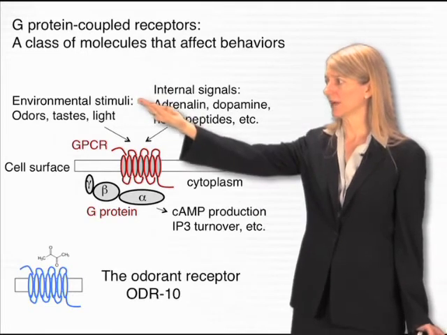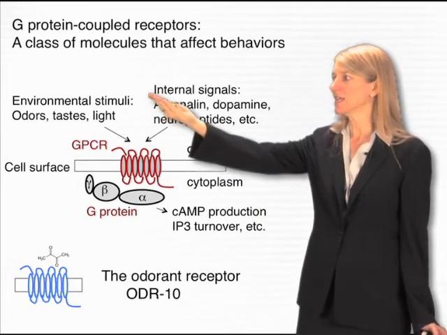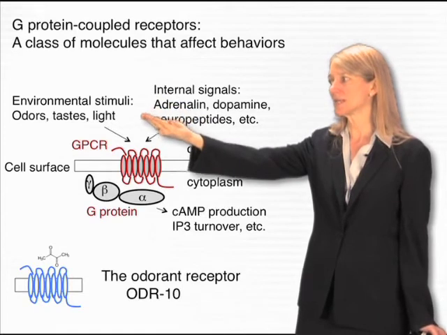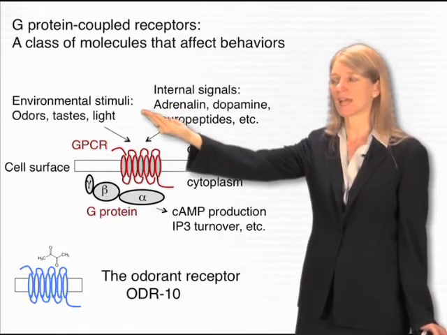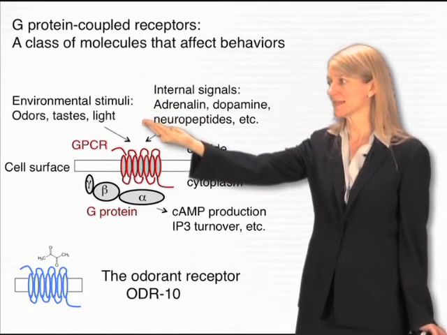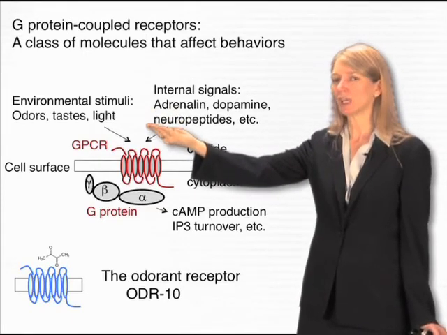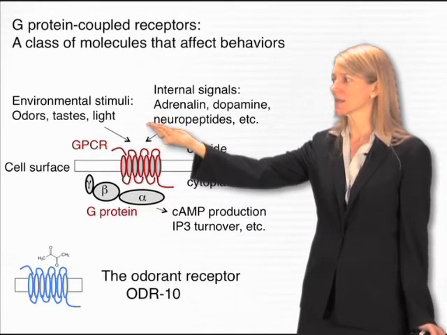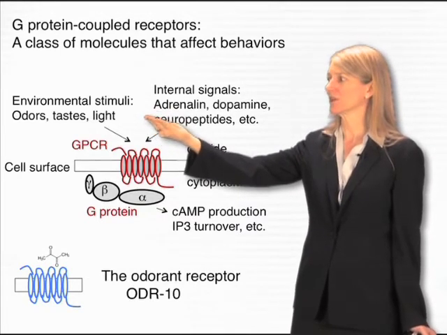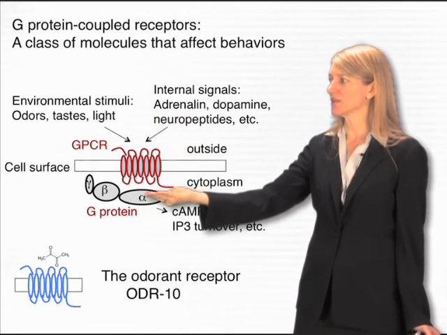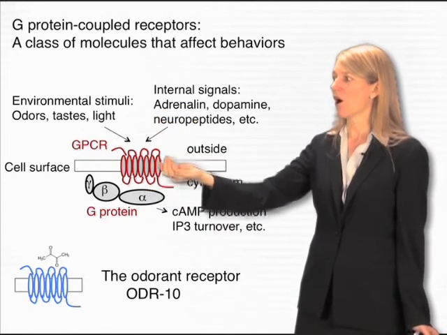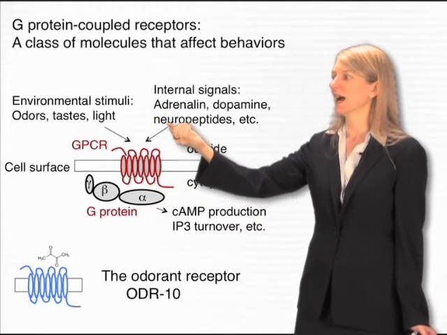Let's start on the left here with environmental stimuli. G-protein-coupled receptors on your sensory neurons are critical for the detection of odors, tastes, and light. When you smell a barbecue, or you taste a cookie, or you see someone walking across the room, the first event that happens in your nervous system is the activation of a G-protein-coupled receptor on an olfactory neuron, a taste cell, or a photoreceptor.